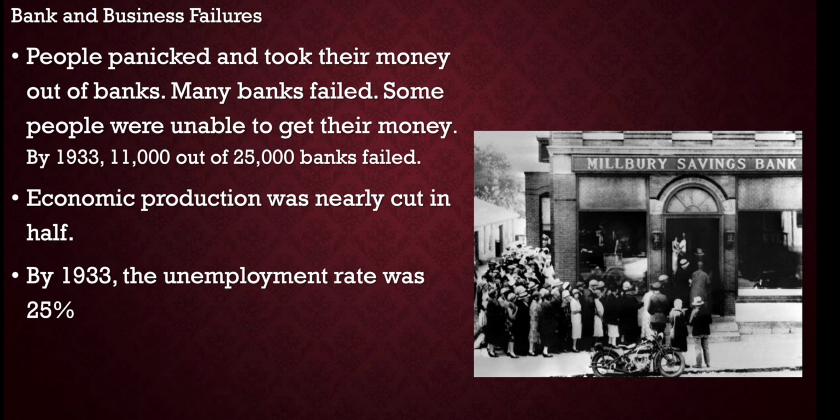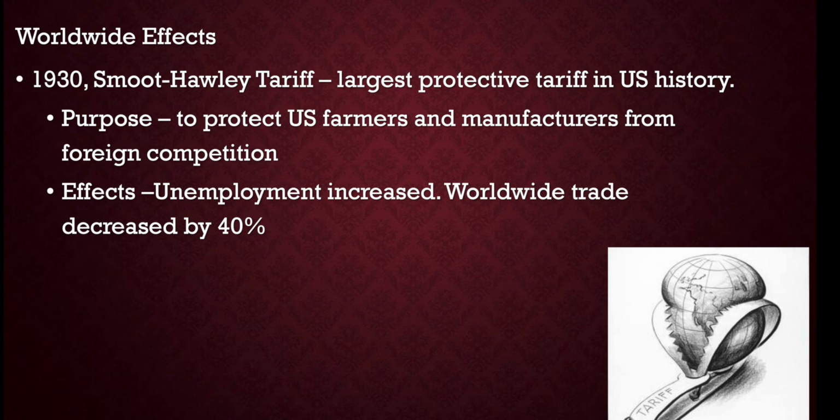Worldwide, in 1930, what made everything a little bit worse was the United States passed the Smoot-Hawley Tariff, and this was the largest protective tariff in United States history, still is. The purpose of this is to protect the United States farmers and manufacturers from foreign competition. I believe the tariff was about 38%, so think if you had something that cost $100 coming into the United States from a foreign country with this tariff, it's going to now be $138 because of the tax on it.